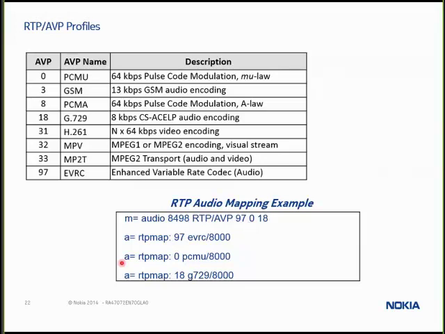0 is defined in the next row. So I define an A for each one of my profiles, and that would be 0 is pulse code modulation mu law 8,000 times a second. And then the last one, 18, is G729, 8,000 samples per second. That's how we define the audio.